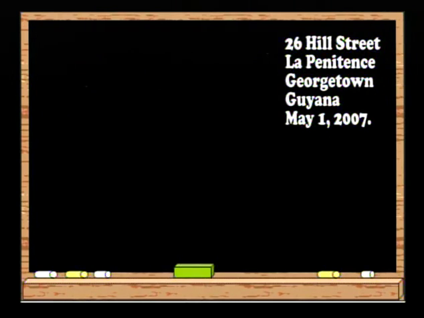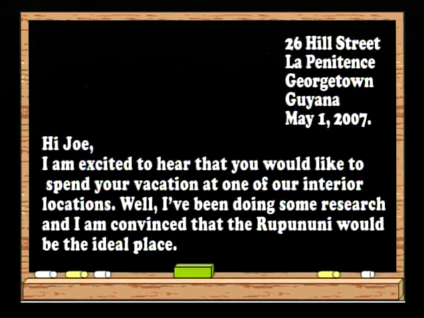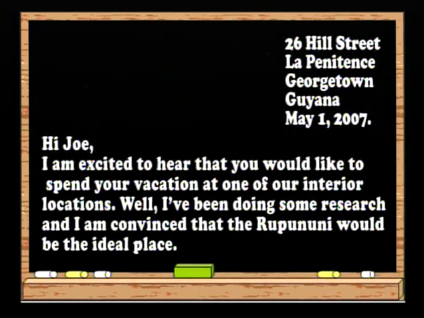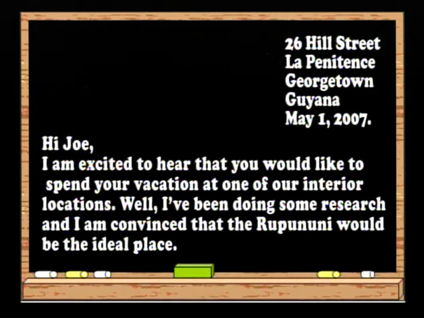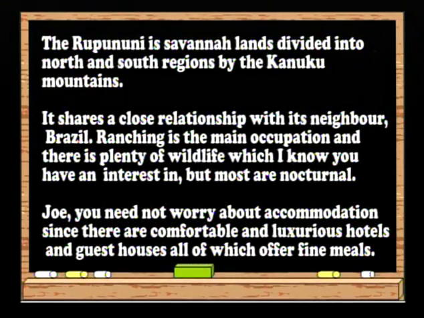26 Hill Street, The Penitence, Georgetown, Guyana, May 1, 2007. Hi, Joe. I'm excited to hear that you would like to spend your vacation at one of our interior locations. Well, I've been doing some research, and I'm convinced that the Rupununi would be the ideal place. The Rupununi is savanna lands divided into north and south regions by the Kanuku Mountains. It shares a close relationship with its neighbor, Brazil.